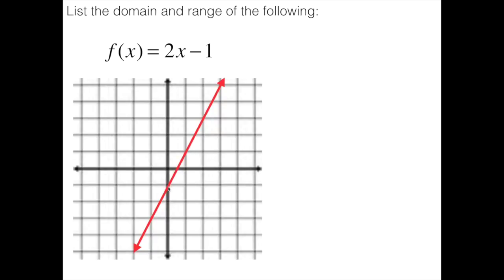This is -1, our y-intercept. Our slope on this is +2, meaning we go up 2 over 1 every time. So this is kind of what it looks like, and it's important that we note that it has arrows. Arrows mean that it continues on in both directions.